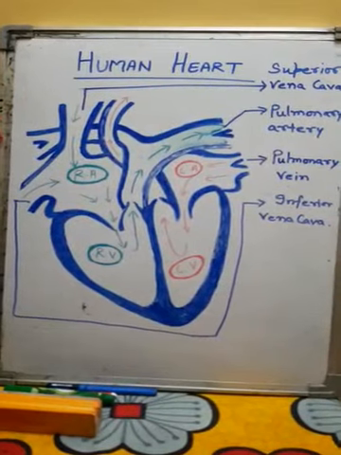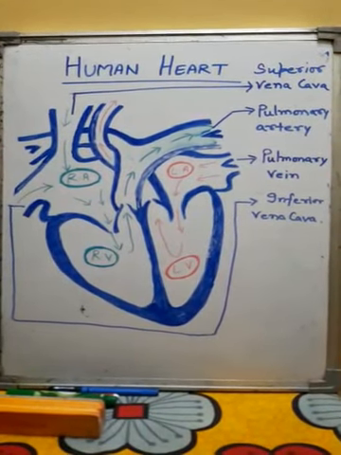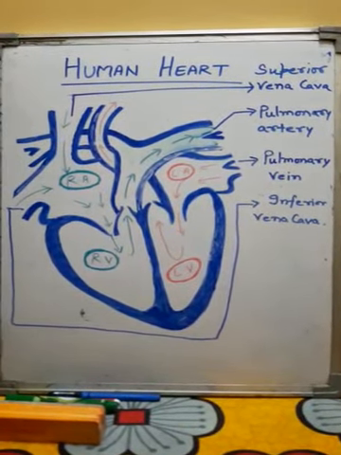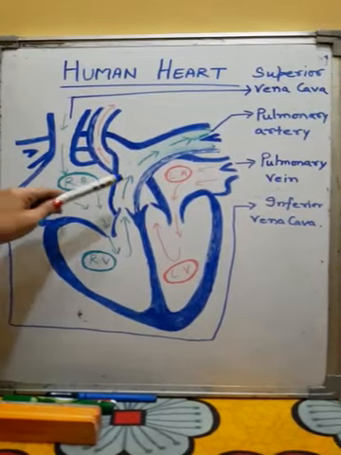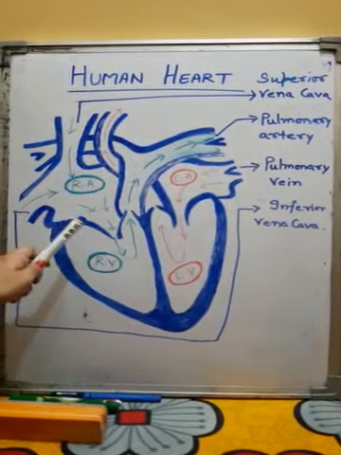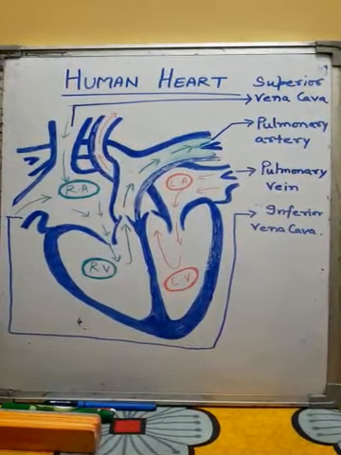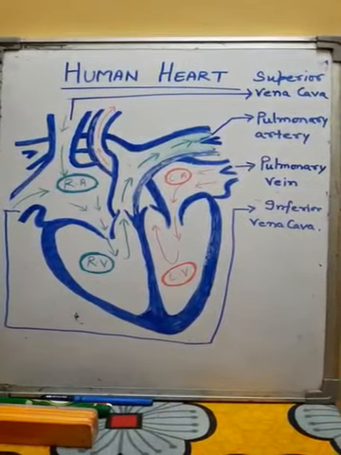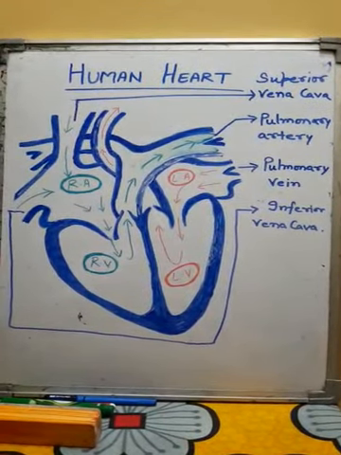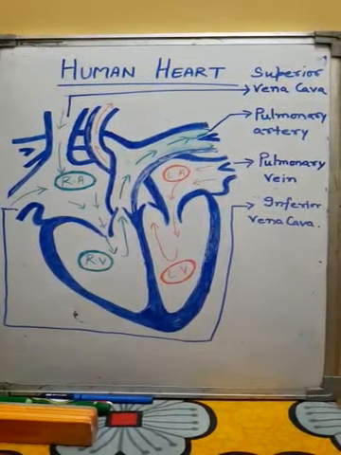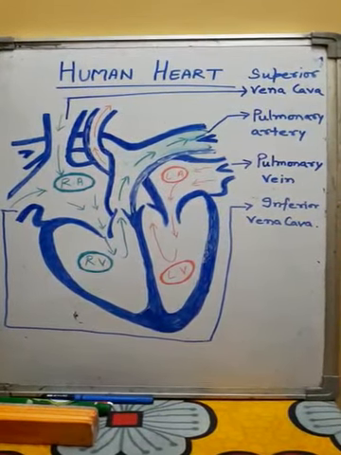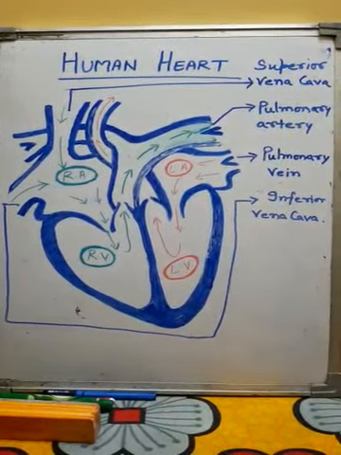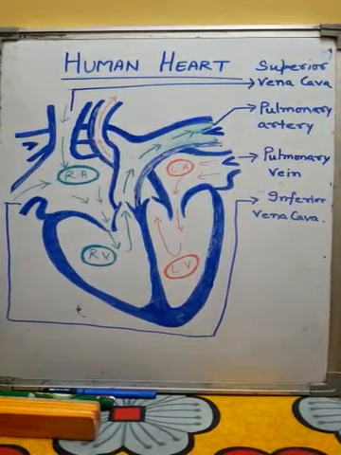Students, now a question comes: what is the need of separating oxygenated and deoxygenated blood? We understood that the presence of these chambers helps in keeping blood separated, oxygenated and deoxygenated. But what is the need of this? Why are these bloods kept separated? The separation provides efficient oxygen supply to all body parts. The maximum amount of oxygen can be provided to each body part due to this separation of oxygenated and deoxygenated blood.